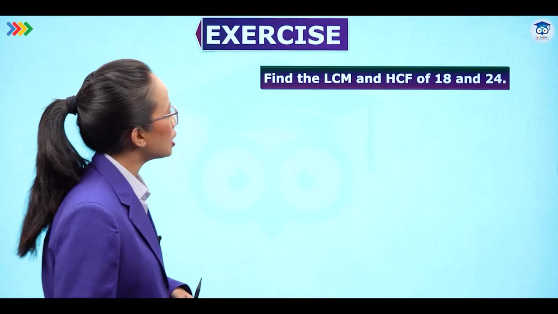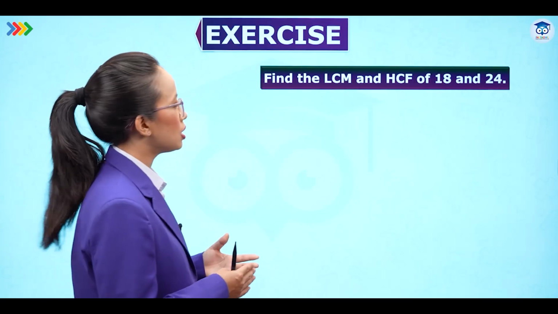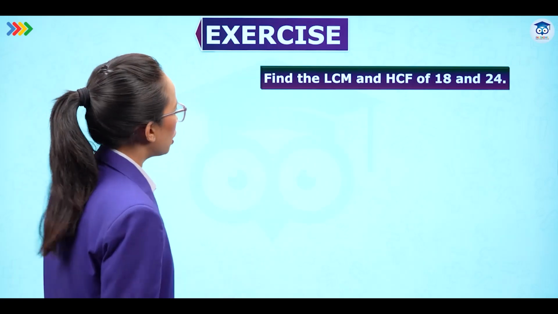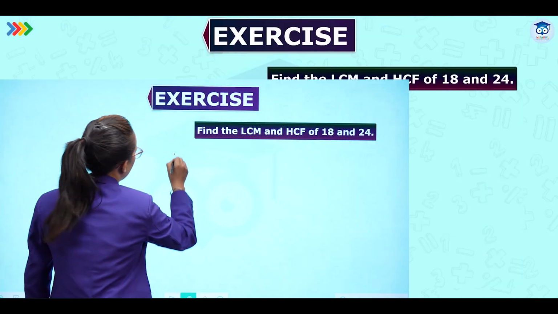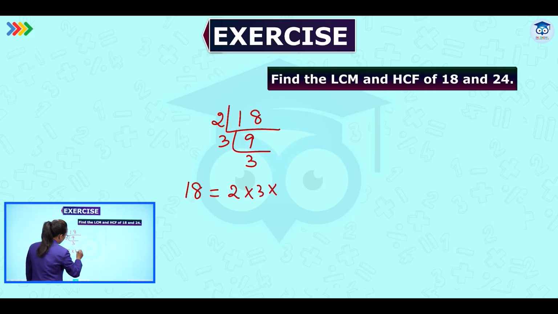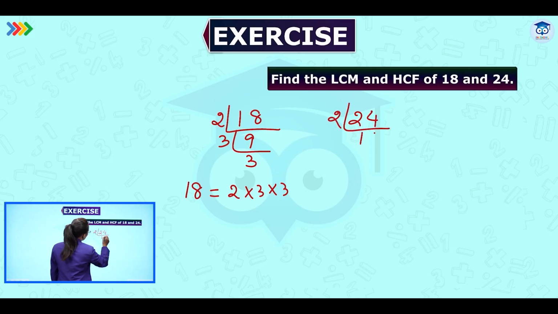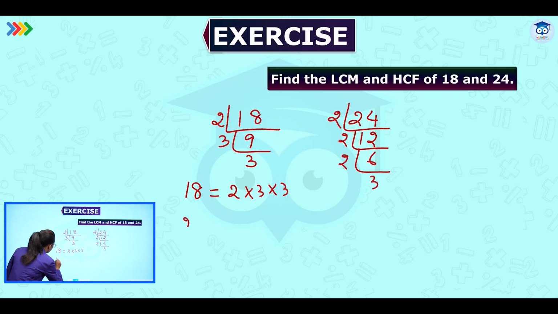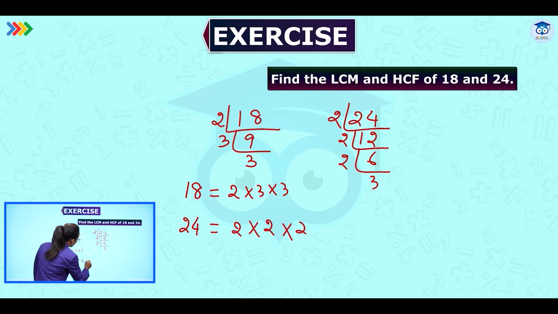Let's find the LCM and HCF of these two numbers and check whether their product is equal to the product of the two numbers. Suppose we have 18 first. We do the prime factorization: we have 9, then 3 and 3. So 18 can be expressed as 2 into 3 into 3. Then the next number is 24: 2, 12, 2, 6 and then 2, 3. So 24 is equal to 2 into 2 into 2 into 3.